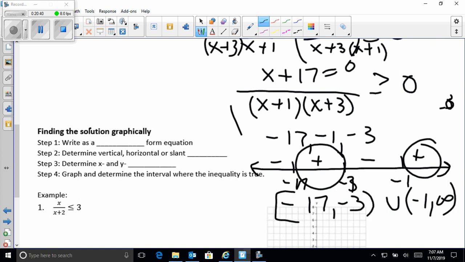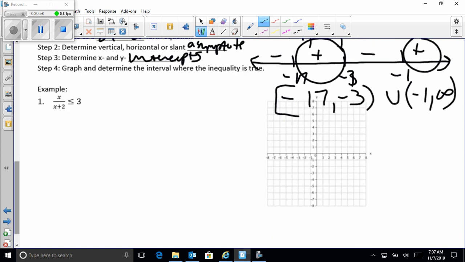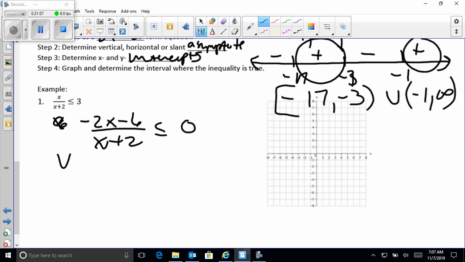Now what happens if we look at the graph? We'll write in standard form, which is, this is what we did a couple classes ago. Look for any asymptotes, and then find your intercepts. And we'll go through this kind of quick. So this is the same problem as number 1, so we know that it was negative 2x minus 6 over x plus 2. It's less than or equal to 0. So we have a vertical asymptote at x equals negative 2. We have a horizontal one at y equals negative 2. We have no slants, no holes.